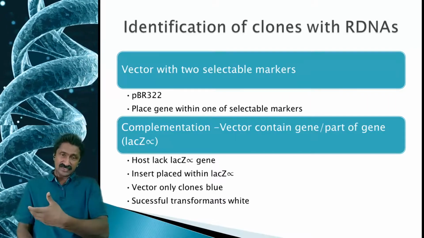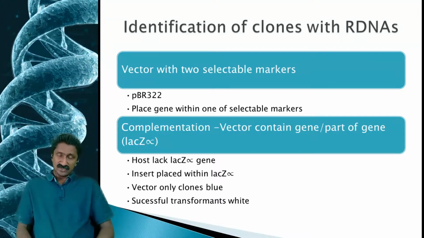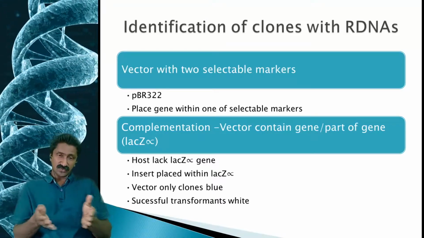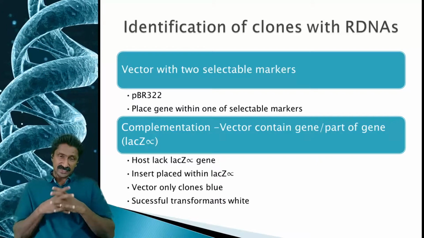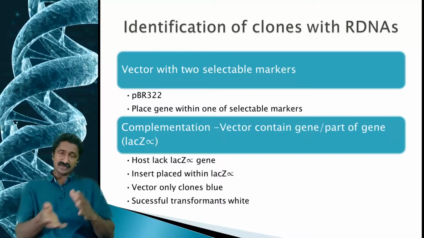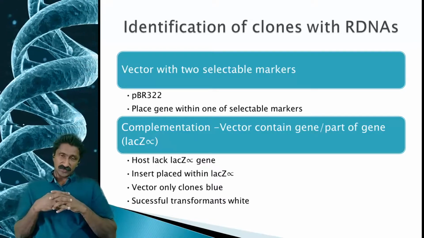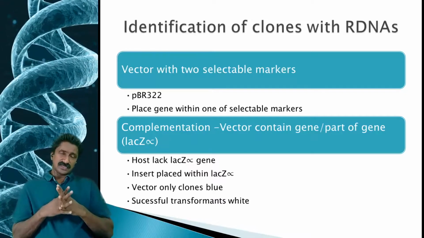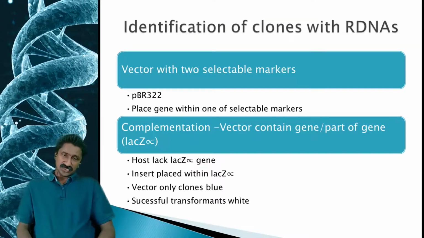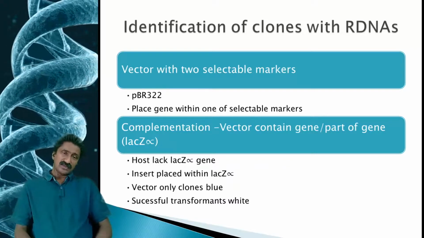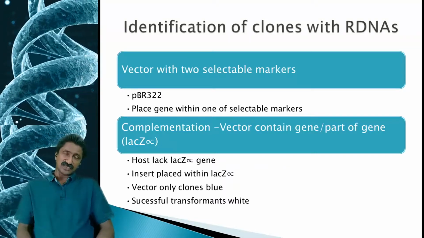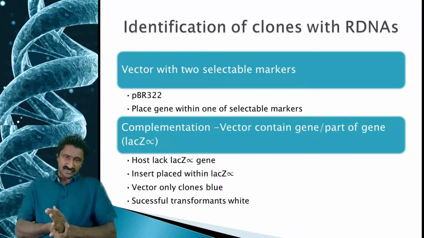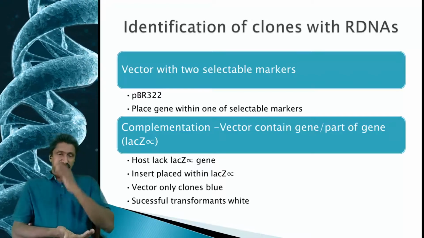Once the vector carries this lacZ gene portion along with its sequence, then the host cell will have the complete sequence available for the production of lacZ, and so that expresses the lacZ protein. Here, the insert is placed within this lacZ gene. Just like the gene placed within the selectable markers, if you place an insert within the lacZ gene in the vector, it interrupts that gene.